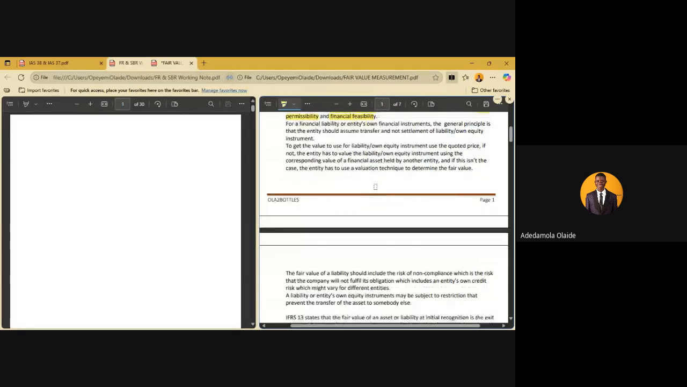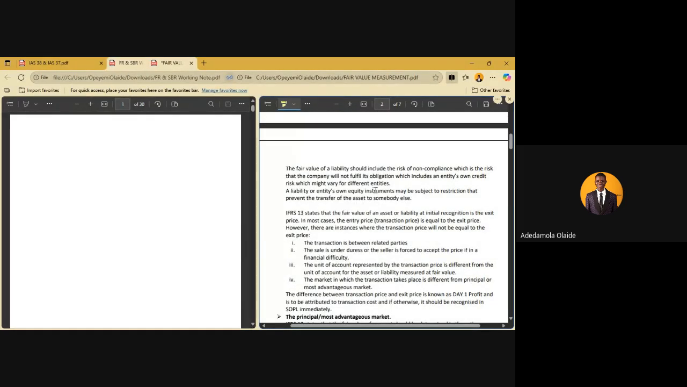Now, in most cases, the entry price, which is the transaction price, is the same thing as the exit price. But where the entry price is not the same as the exit price, what can be the cause? Number one is where the transaction is between related parties. What do we mean by that?